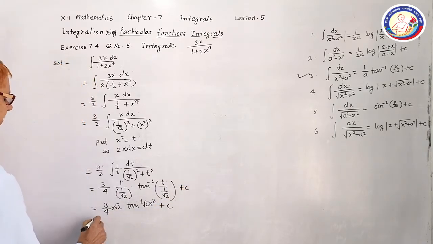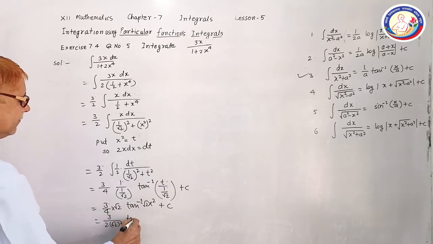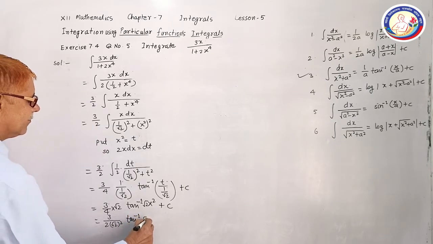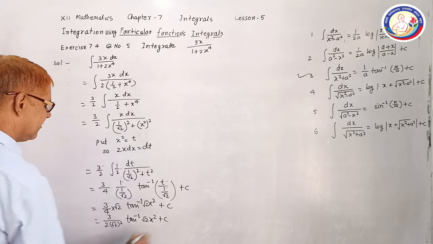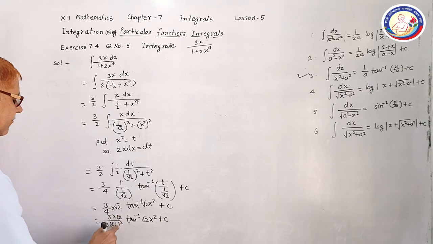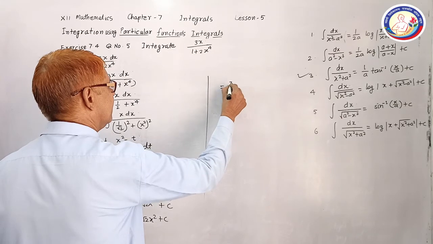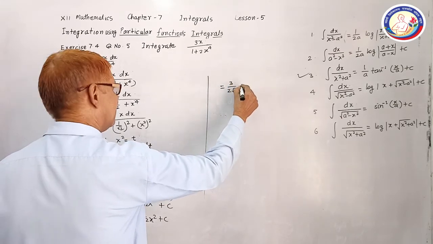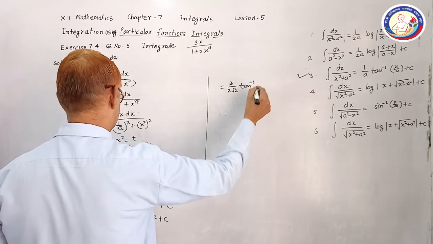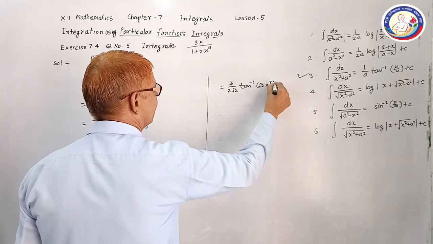This will be 3 upon, we can write it 2 into square root 2 into square root 2 whole square. This is the form tangent inverse root 2x square plus c. And here also square root of 2. So 1 square root 2 cancels, and we will have 3 by 2 root 2 tangent inverse root 2x square plus c.